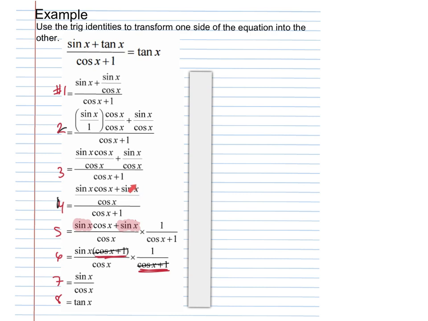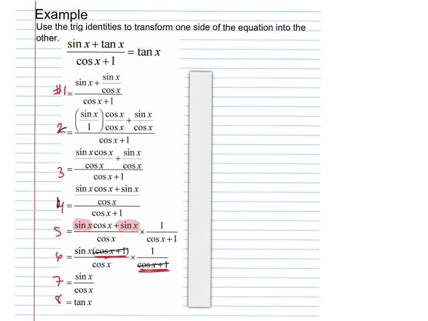And now that I have sine of x cosine x plus sine of x over that, I'm going to keep the top part, change this division sign into multiplication, and take the reciprocal of the bottom part, which we get here. And then for step 5, I want you to notice that these both have a sine of x. That means I can factor the sine of x out right here. And now anything on the numerator reduces with anything in the denominator. Since these two are the same, we could reduce these to 1.